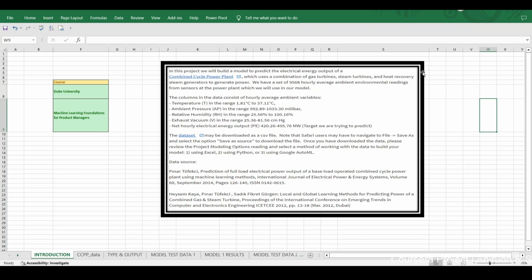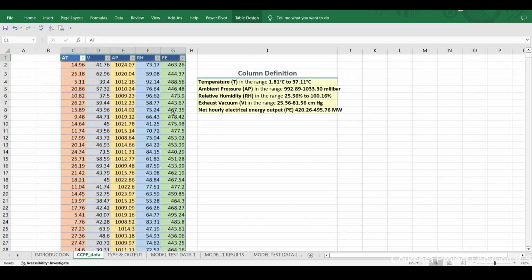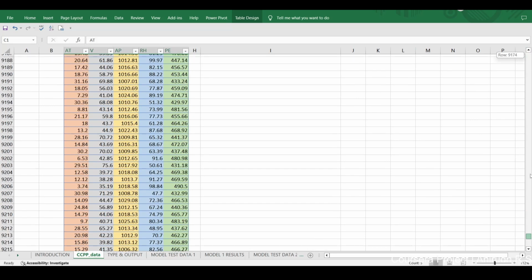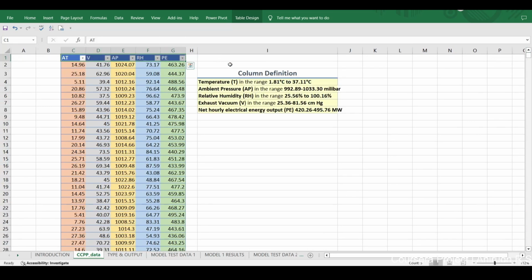So for this, we have a dataset given by Coursera, and I'll take you through the dataset right now. So this is the data set. It has roughly about 9,800 rows, and the column definition covers temperature in the range of 1 degree to 38 degrees, etc. So similarly, we have the ranges given for ambient pressure, relative humidity, exhaust vacuum, and net hourly energy output.